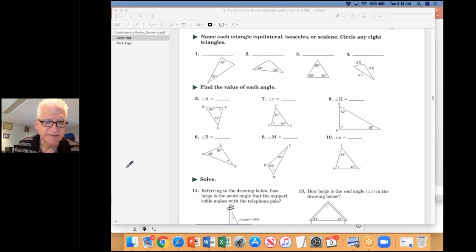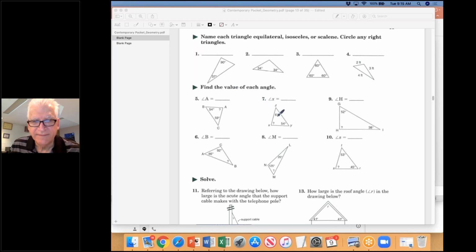We come up with 67. So we know that the value of angle A, which is what we're trying to find here, this little angle symbol means angle A, is 67. And we want to put in the little circle up there, degrees.